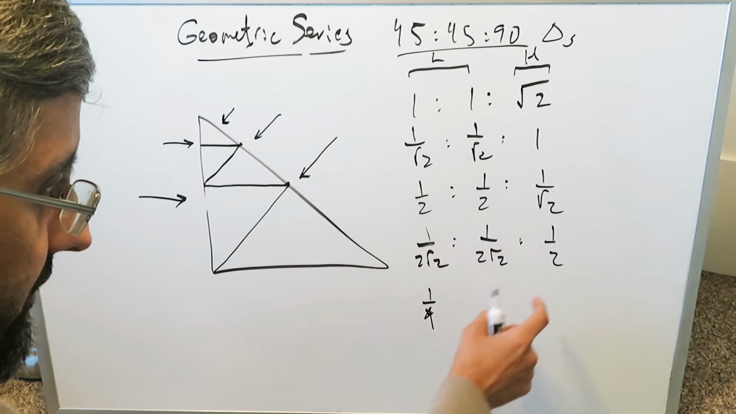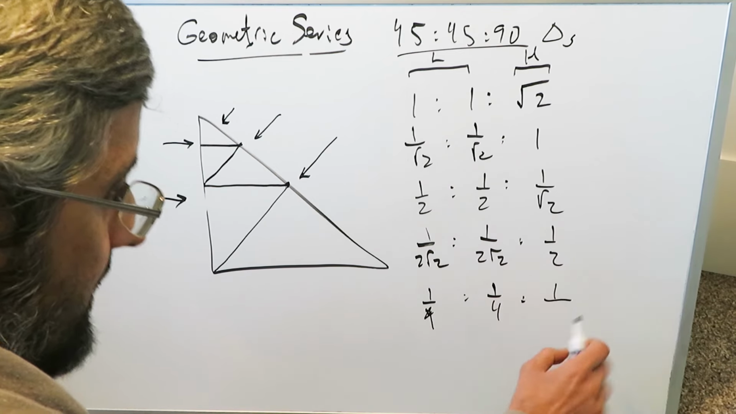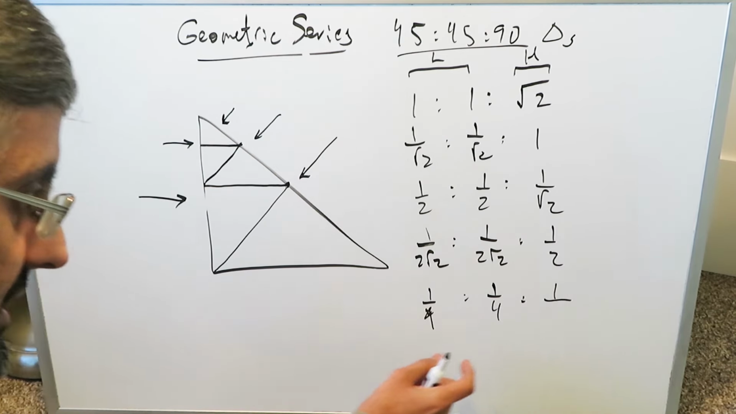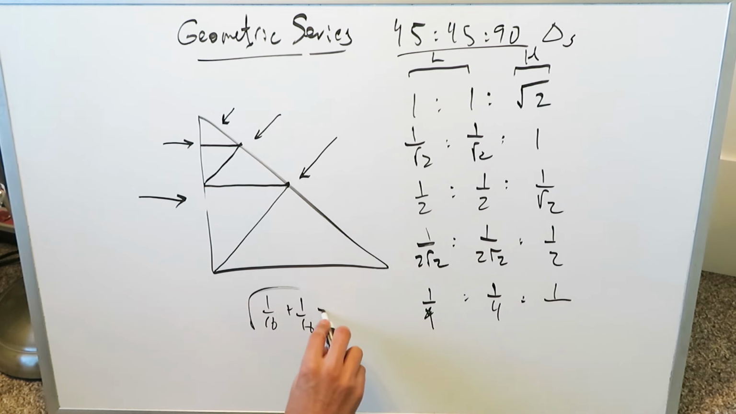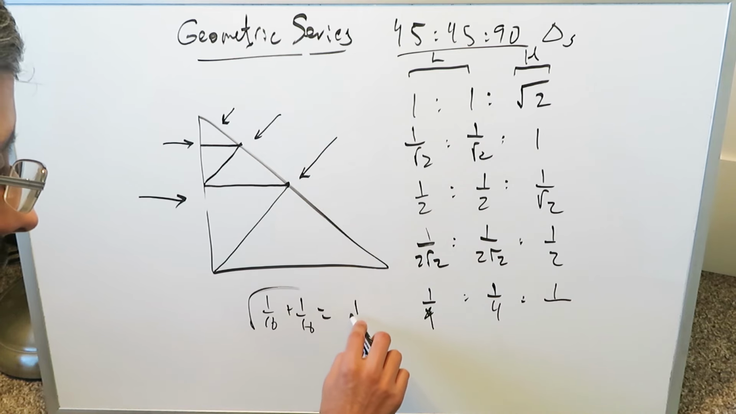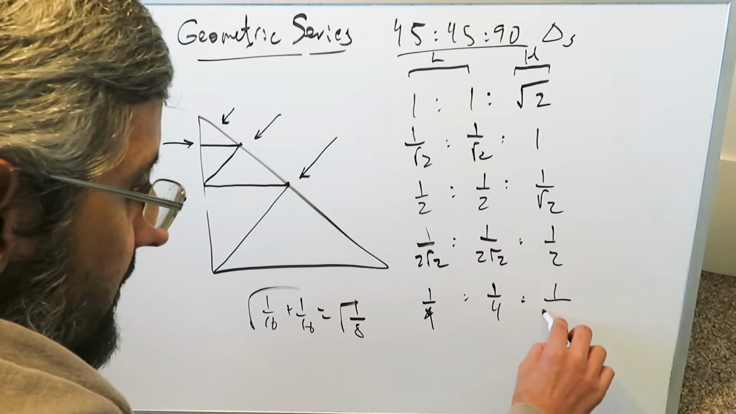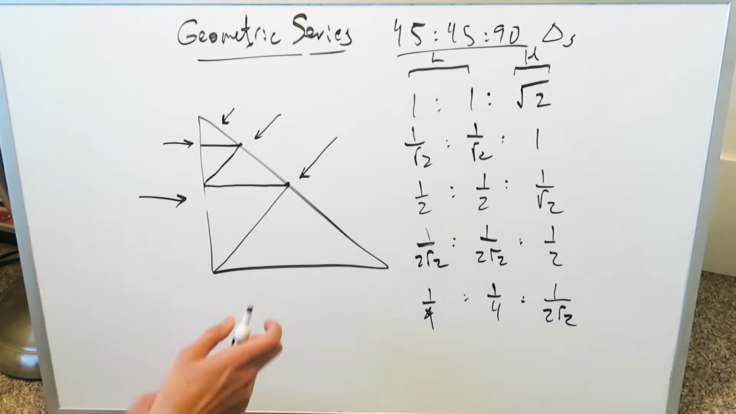The new leg will be half of the original hypotenuse, and the other leg will be the same. And this right here must be the square root of the sum of these squared: the square root of 1 over 16 plus 1 over 16, the Pythagorean formula. That's the square root of 2 over 16, which is 1 over 8, so it'll be 1 over 2 root 2. So we're developing a very interesting geometric series pattern.